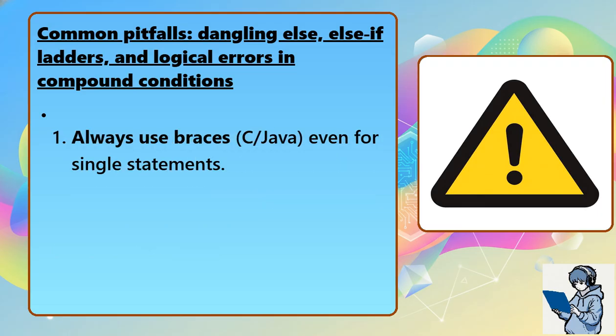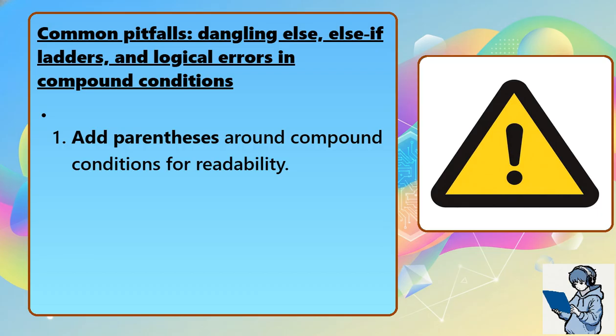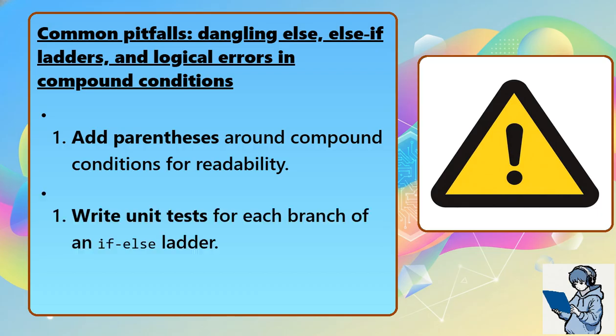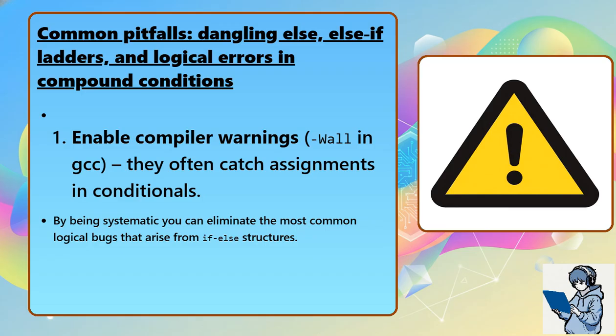4.4 Checklist to avoid pitfalls. 1. Always use braces in C and Java, even for single statements. 2. Indent consistently, most editors can auto-format. 3. Add parentheses around compound conditions for readability. 4. Write unit tests for each branch of an if-else ladder. 5. Enable compiler warnings, -Wall in GCC. They often catch assignments in conditionals. By being systematic, you can eliminate the most common logical bugs that arise from if-else structures.